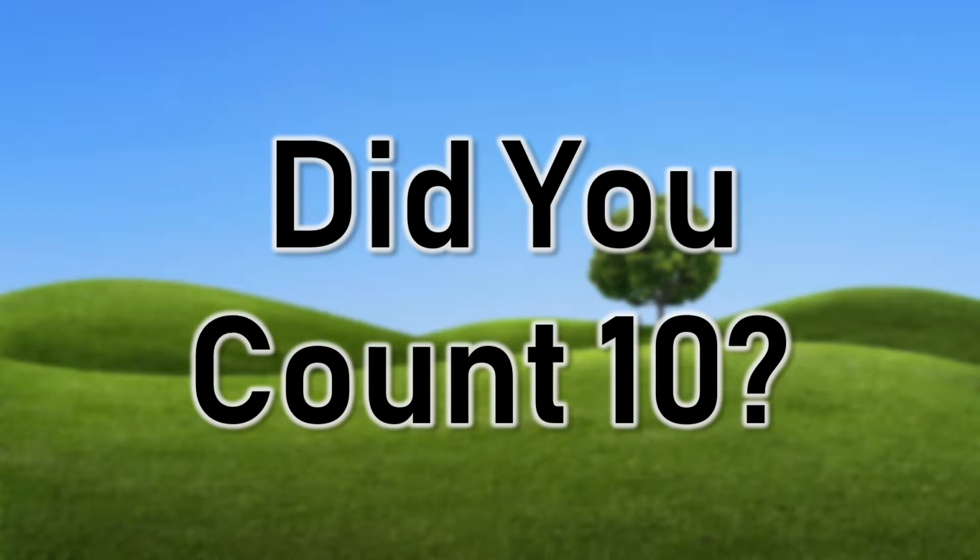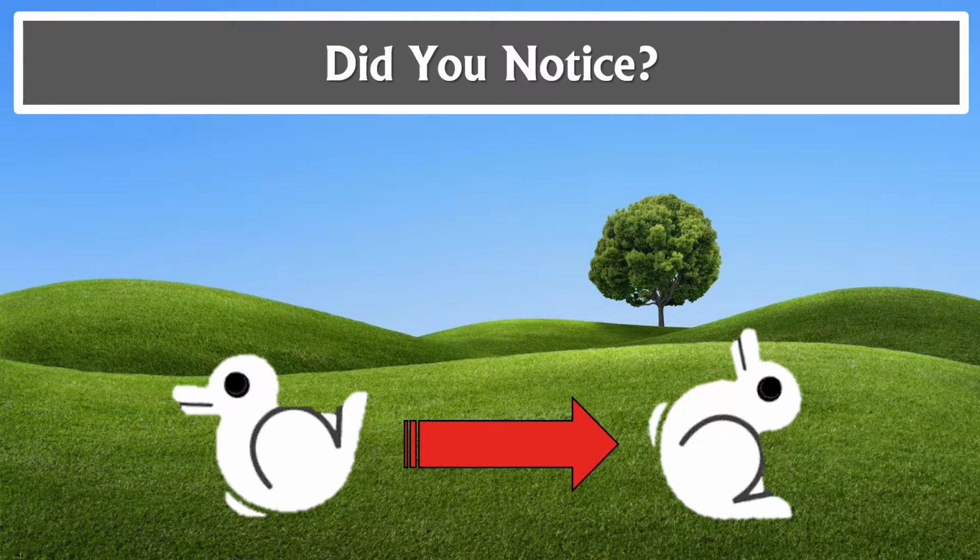So did you count 10 rabbits? Or did you still see ducks? The truth is, the image can either be seen as a rabbit or a duck. However, what you saw was probably influenced by the question stem. In other words, you probably saw duck when I said duck and rabbit when I said rabbit. This is an example of priming.